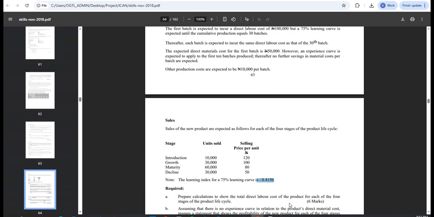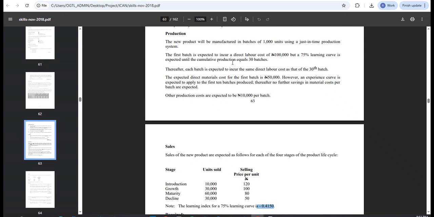Now the question says prepare calculations to show the direct cost of the product for each of the four stages. How many batches do we have? They gave us 30 batches, right? Our learning curve will stop at the 30th batch. That doesn't mean production will stop at batch 30. The learning curve will stop at batch 30, the 30th batch.